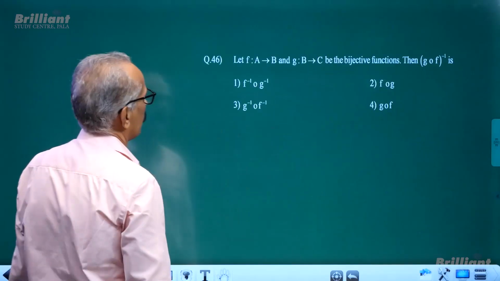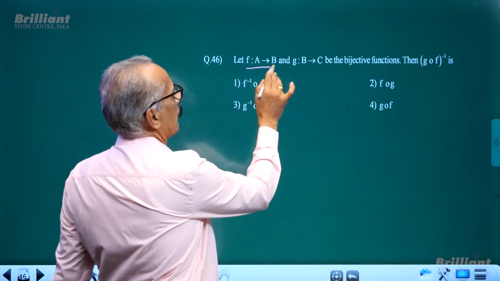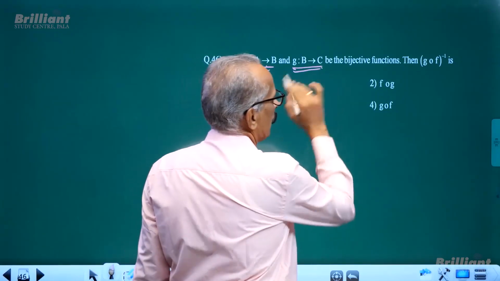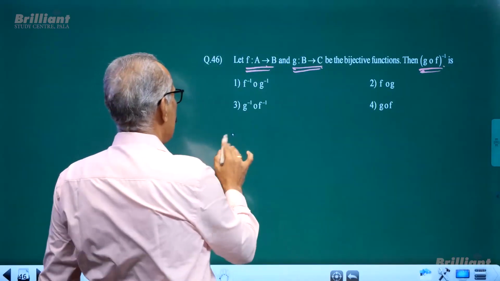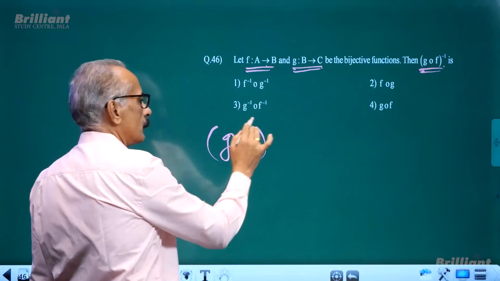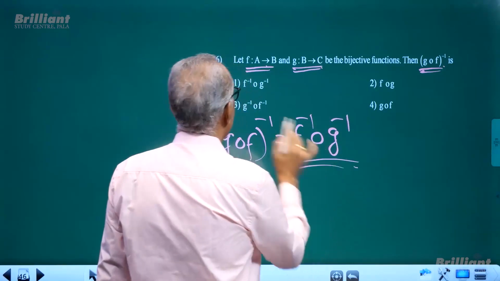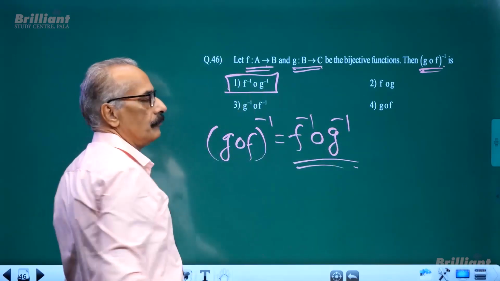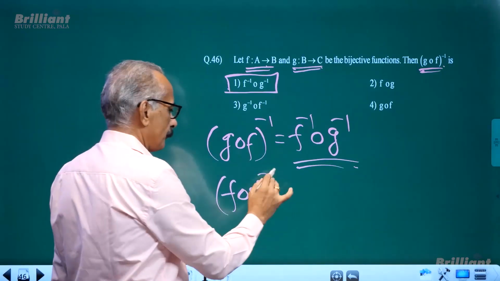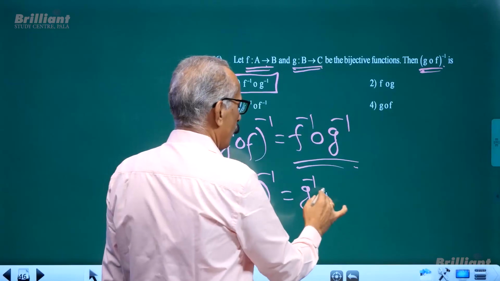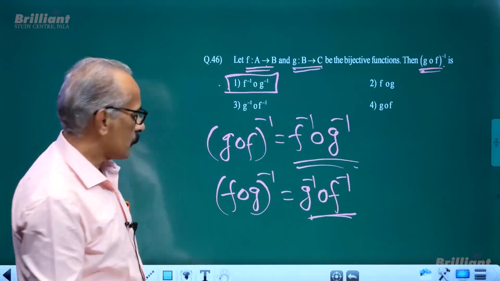We will move on to the next one. So, you know, f is a function from A to B, g is a function from B to C, then gof. What is that inverse? Reversal order. (gof) inverse is equal to f inverse of g inverse, reversal order. That is it. Similarly, (fog) inverse is g inverse of f inverse. Your answer: 1 is your answer. Your 46th answer is 1.